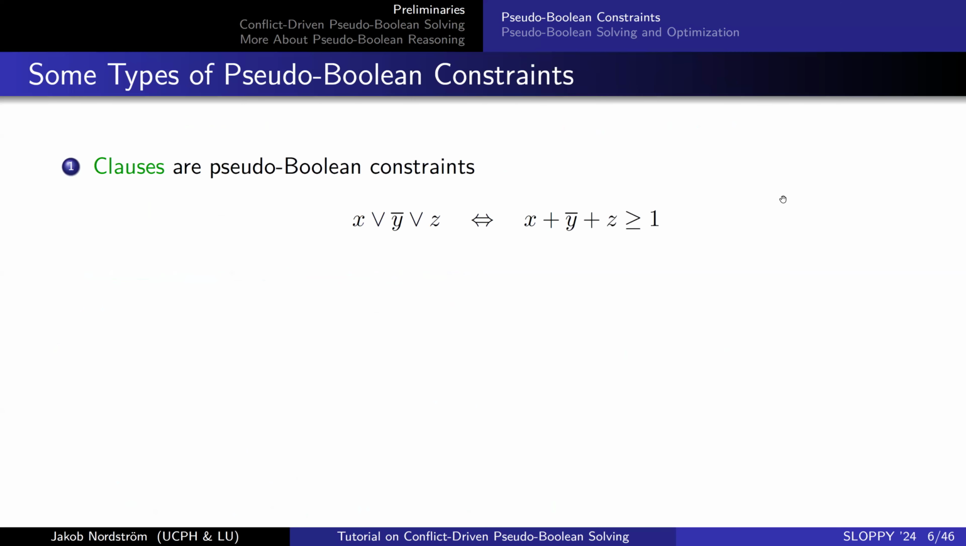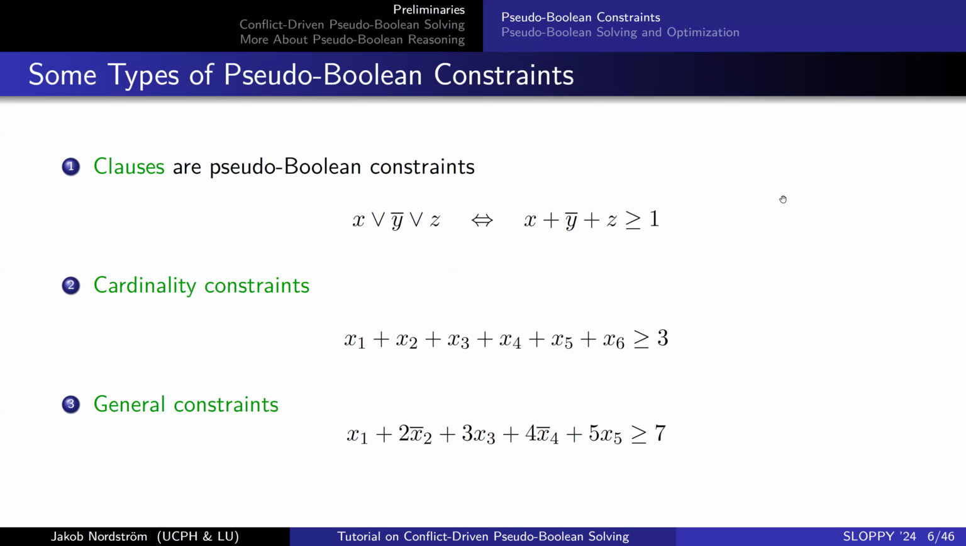Okay. So in particular, it's not so hard to see that the disjunctive clauses that we have in a conjunctive normal form formula are just pseudo-Boolean constraints in this way. A clause is just the sum of the literals, greater or equal 1. We saw a cardinality constraint, but then you can have also completely general constraints like x1 plus 2 not x2 plus 3x3 plus 4 not x4 plus 5x5 greater or equal 7.